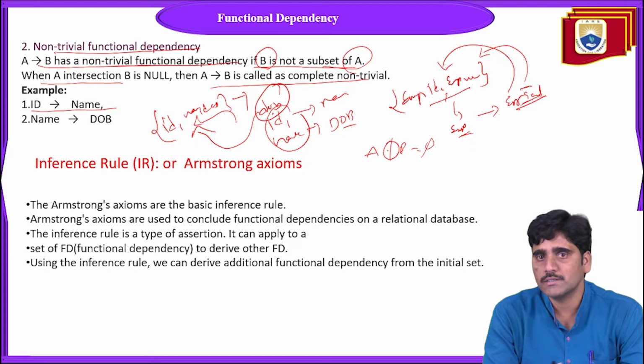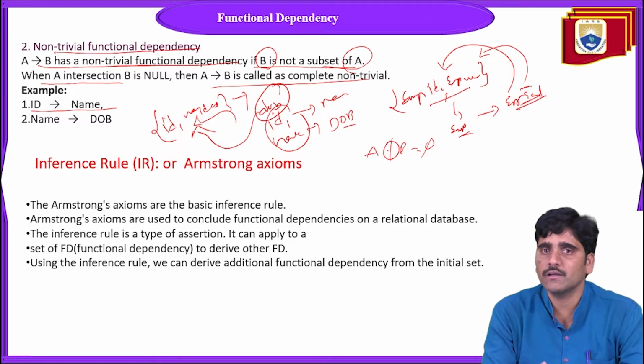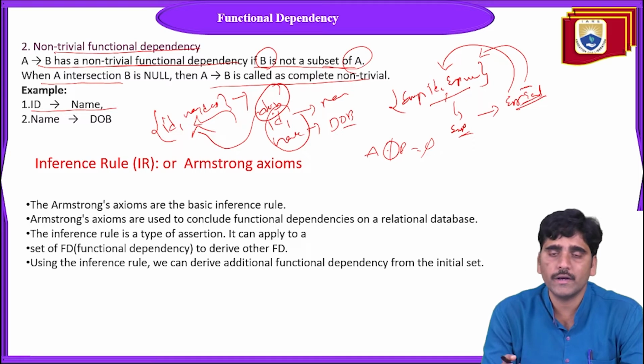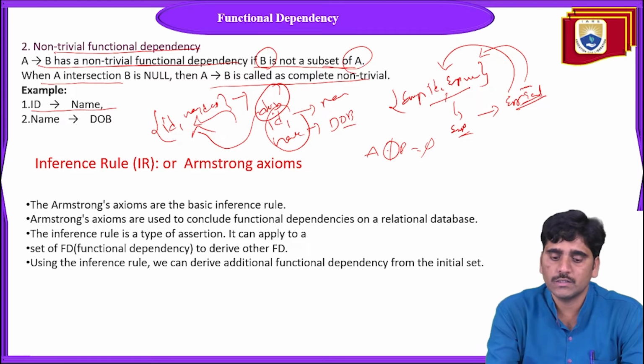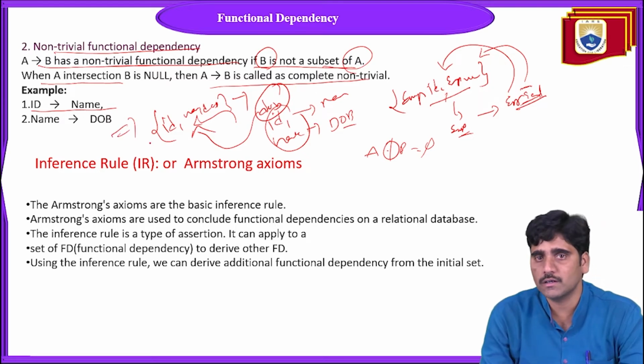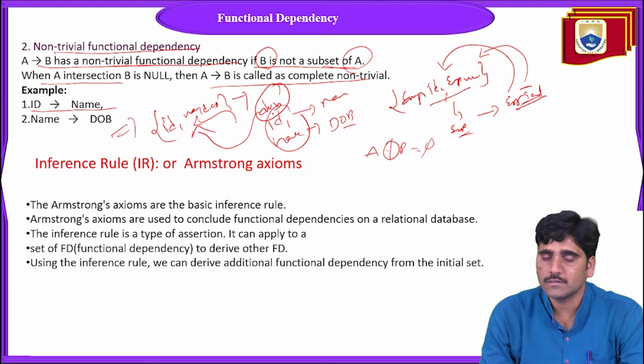Those tables have dependencies, whether on primary keys or non-primary keys: the determinant attribute and the dependent attributes. All other attributes depending on one attribute is called the determinant attribute, and the other attributes are called dependent attributes. So this is about trivial functional dependency and non-trivial functional dependency in the DBMS.